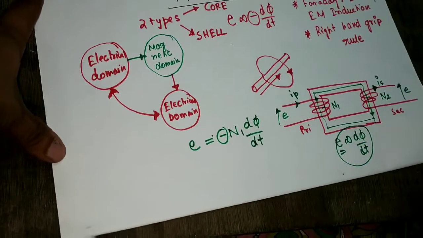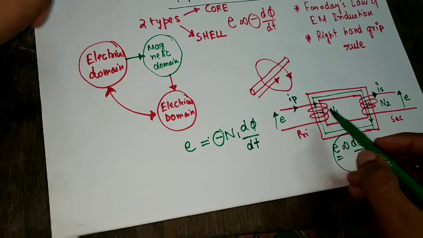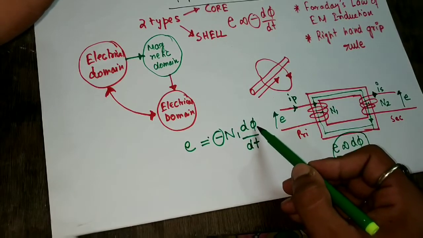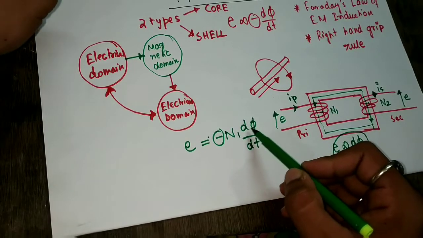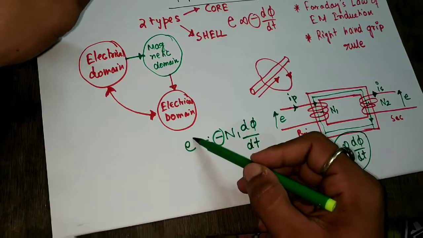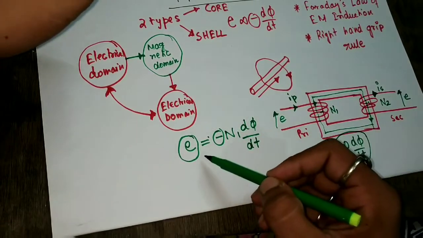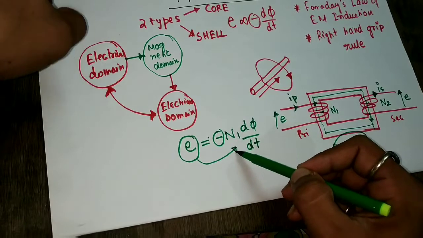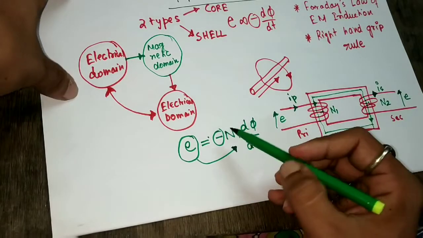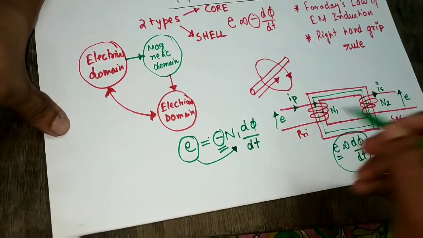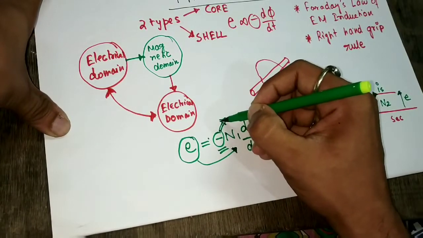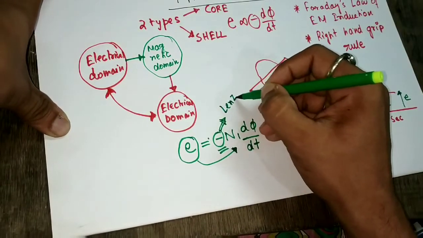What is Lenz's law? Lenz's law says that the produced EMF will oppose the rate of change of flux, which is indicated by the minus sign. This is given by Lenz's law.